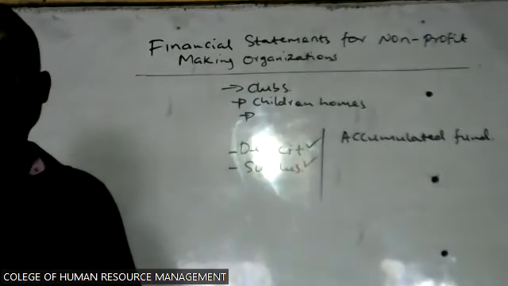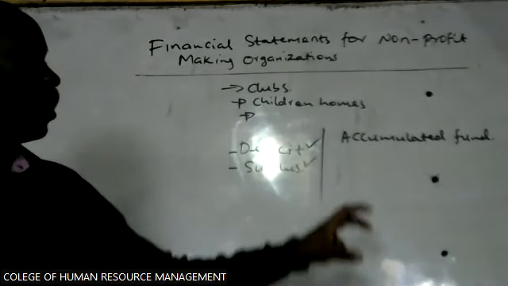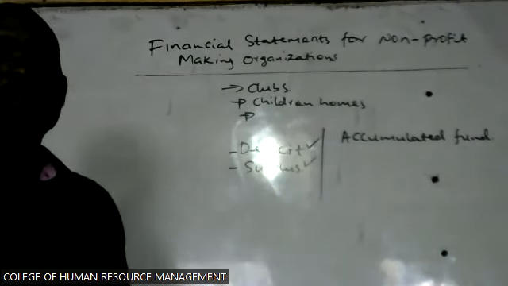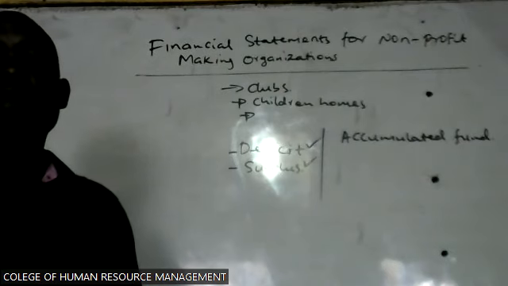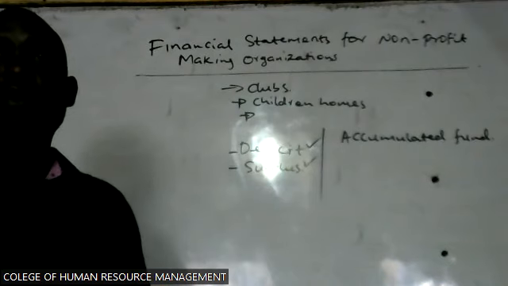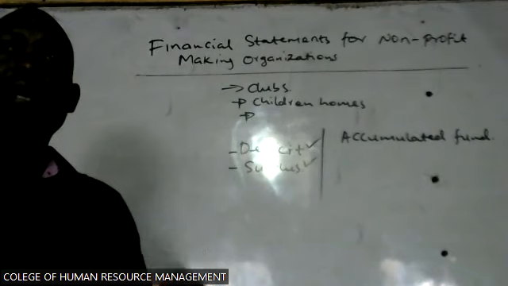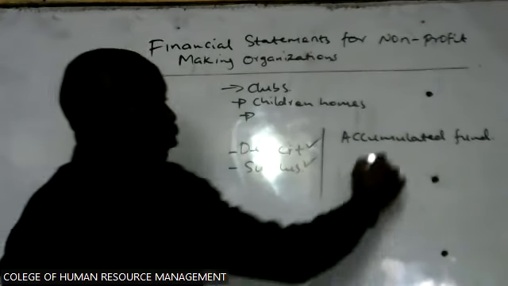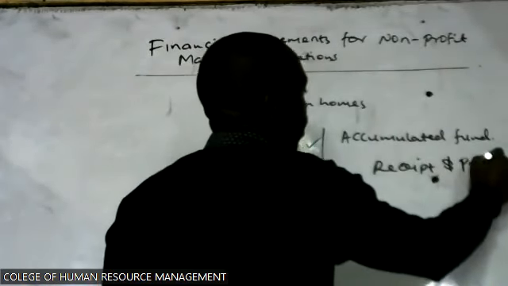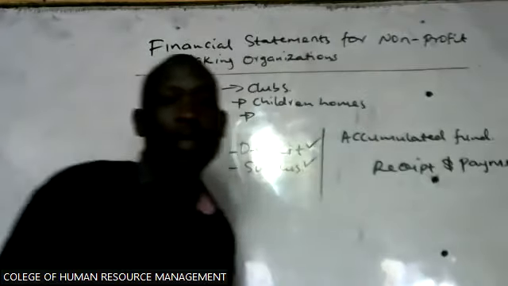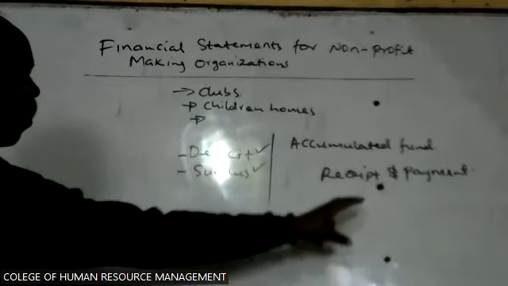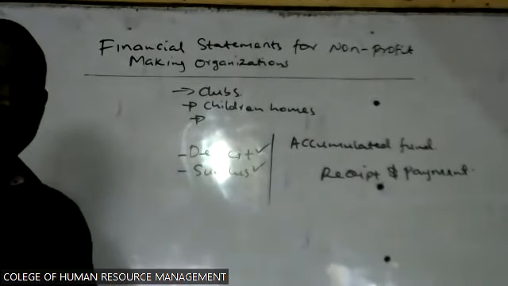So what are the key differences that we are going to witness when it comes to the financial statements for a non-profit making organization? They are going to prepare what we call the statement of financial position, and instead of the cash book for the profit-making organization, here we are going to have what we call the receipts and payments, instead of the cash book.